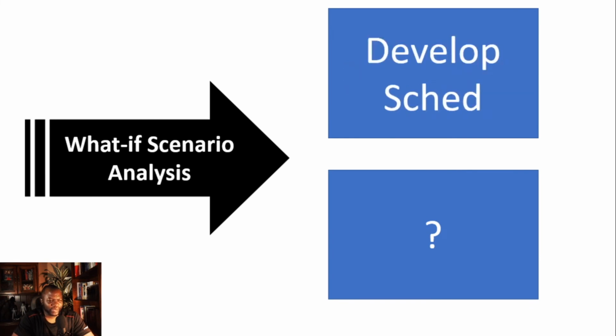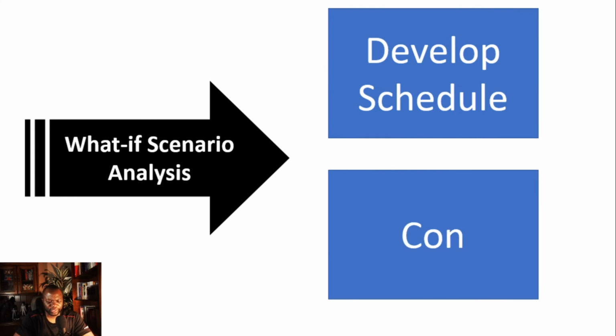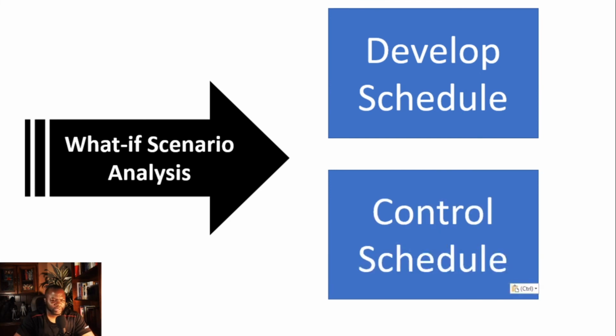So what are you doing in what if scenario analysis? You are asking the question, what if this happens? What will it do to the schedule? So you also use it in control schedule. Because you could do your what if when you're developing the schedule. You could do your what if when you are controlling the schedule. Okay? So that's that. We're almost done.